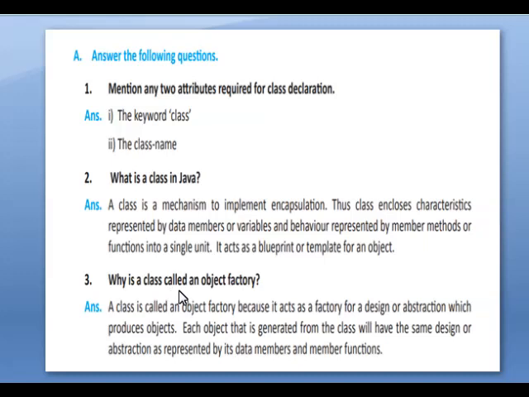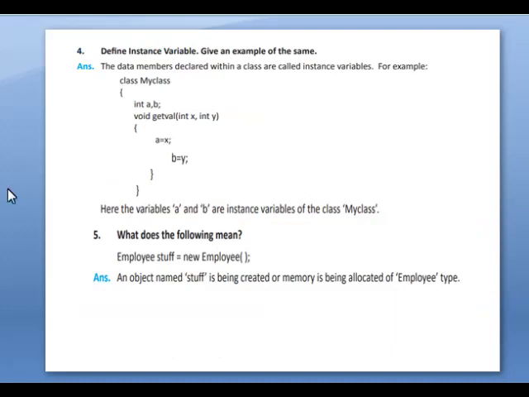Why is a class called an object factory? A class is called an object factory because it acts as a factory for a design and attribute or abstraction with which it produces objects. Each object that is generated from the class will have the same design or abstraction as represented by its data members and member functions. The next question is question number 4.